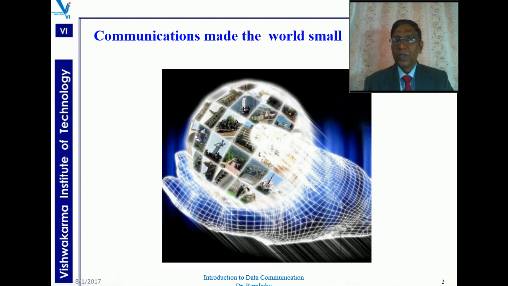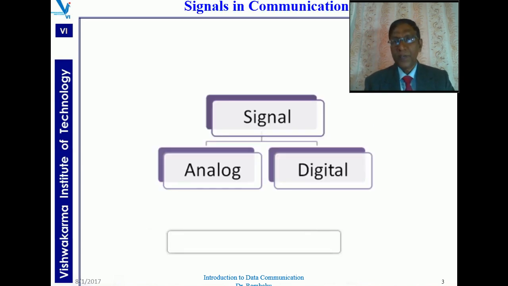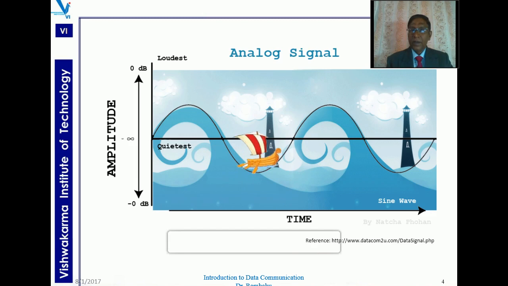We know the communications made the world small. There are two types of signals which are used in the communication: analog signal and digital signal. The analog signal is the continuous signal. You can see how the signal goes in this diagram. In analog signals, some characteristic like amplitude, frequency or phase of the signal changes with time.